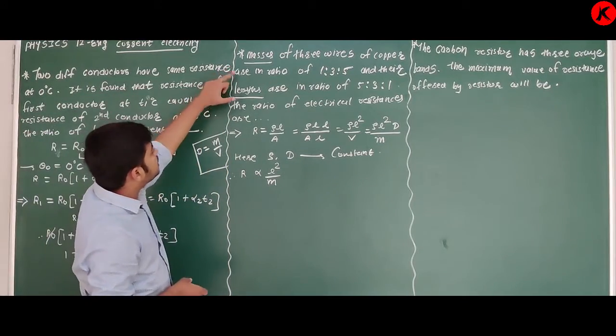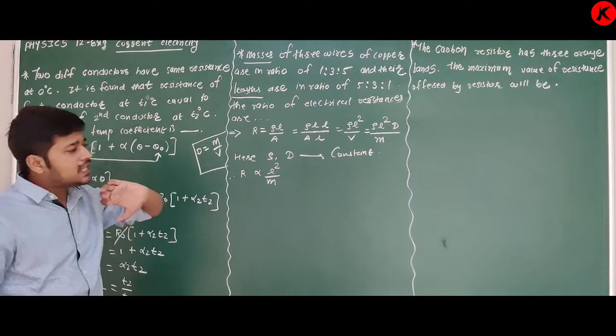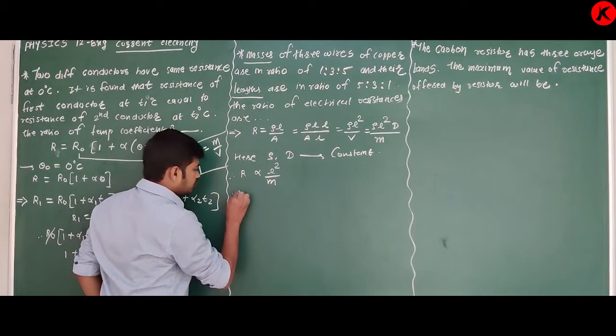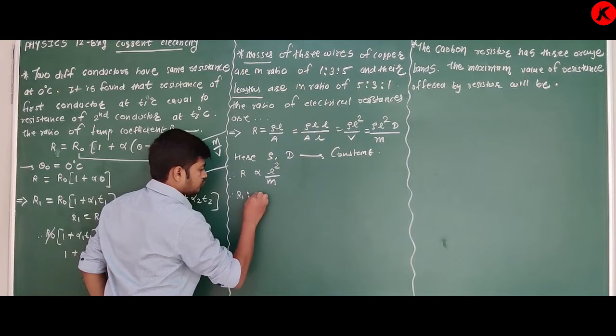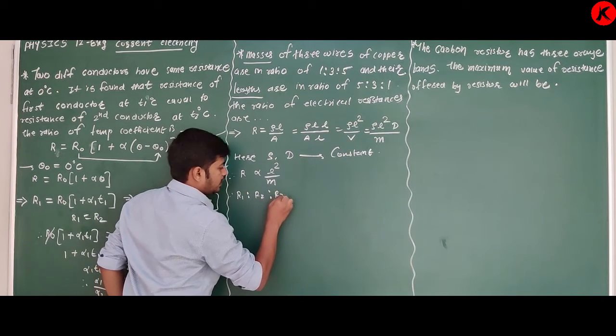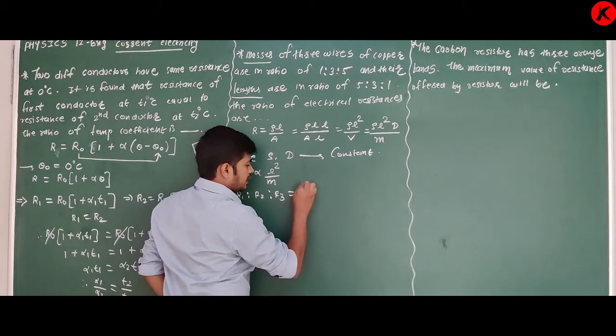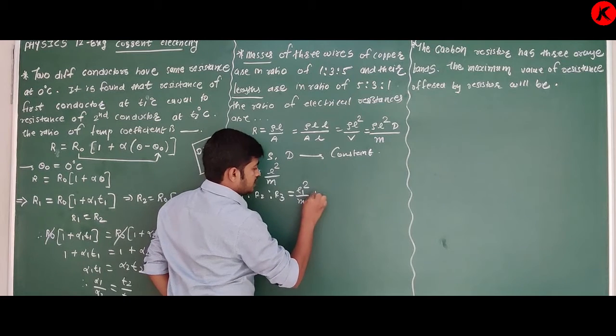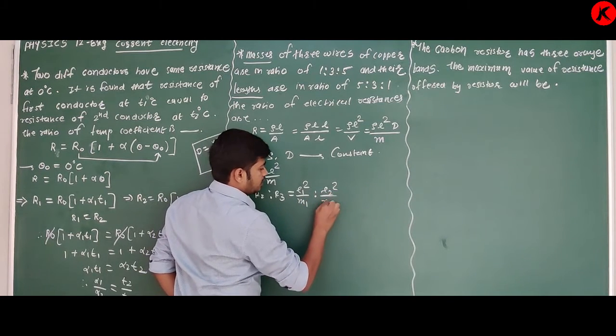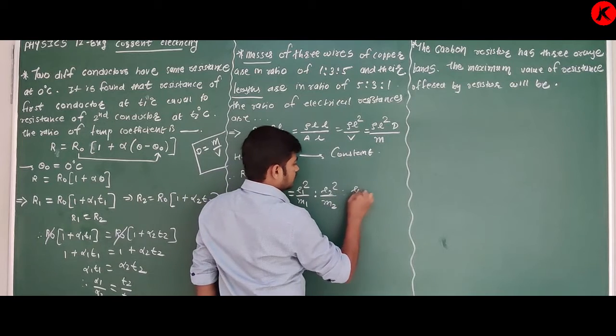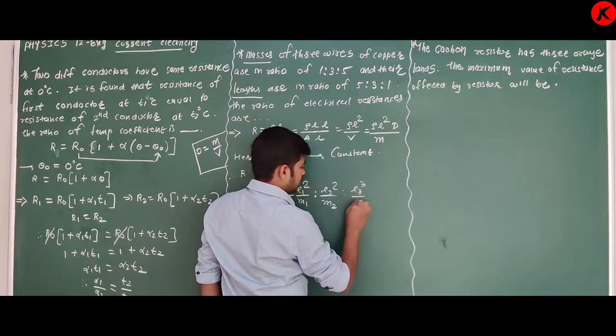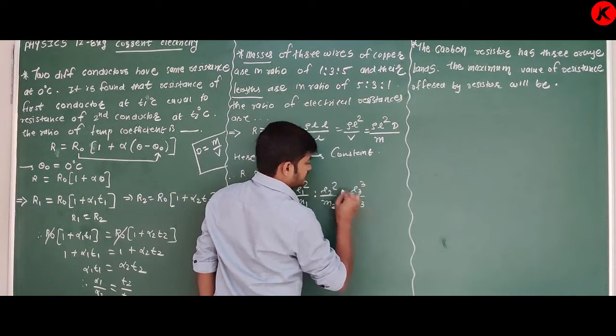Now you are given data of masses and lengths. Then how to write the relation? R1 is to R2 is to R3 is equal to L1 square upon M1 is to L2 square upon M2 is to L3 square upon M3.